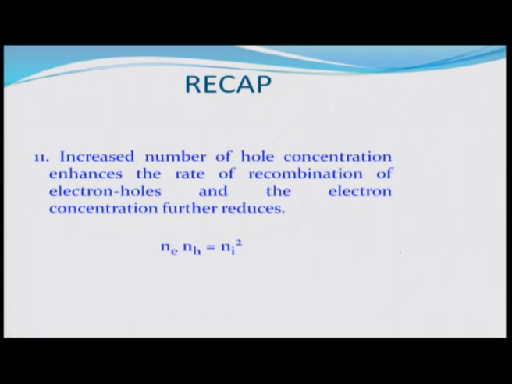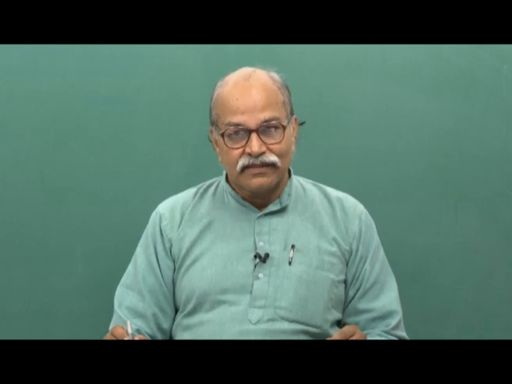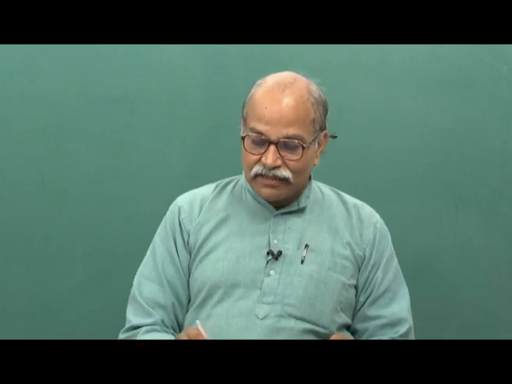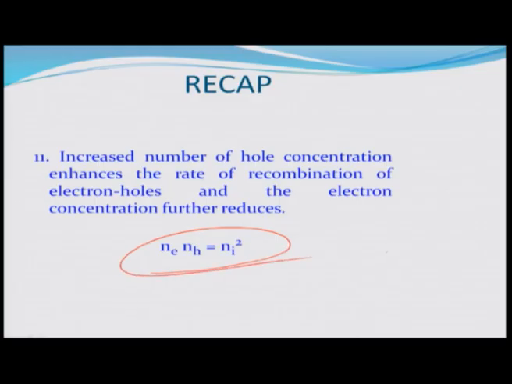All right, here also once the hole concentration increases, the probability of some hole going and recombining with a conduction electron becomes larger, and so the number of electrons further goes down, but that product Ne into NH remains independent of doping levels and is Ni square. What is Ni? Ni is the concentration of conduction electrons or holes when no doping is done.